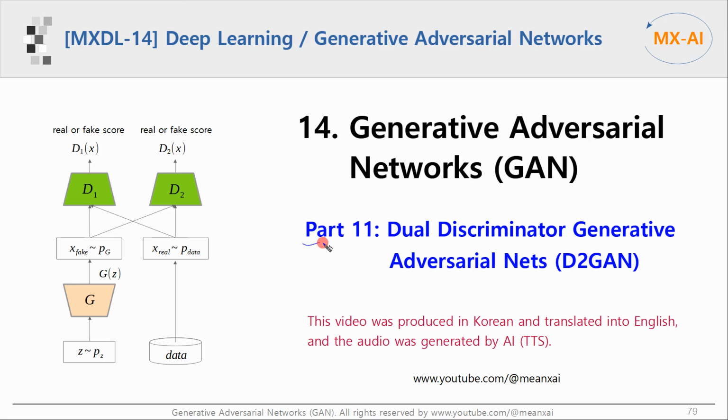This is part 11 of a series on generative adversarial networks. In this video, we will look at the dual discriminator generative adversarial networks, shortly D2GAN. This video was produced in Korean and then translated into English. The audio was generated via AI, text-to-speech.